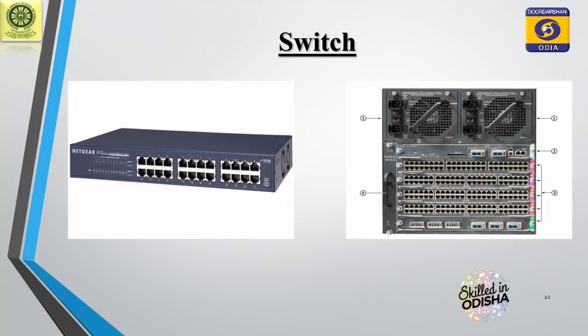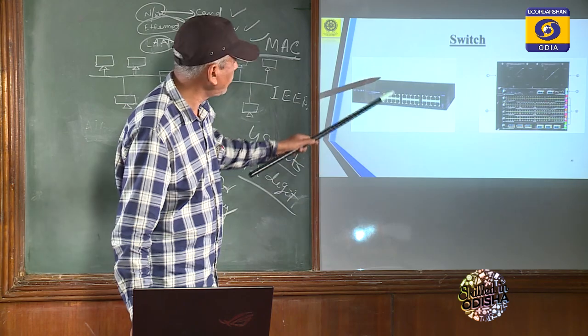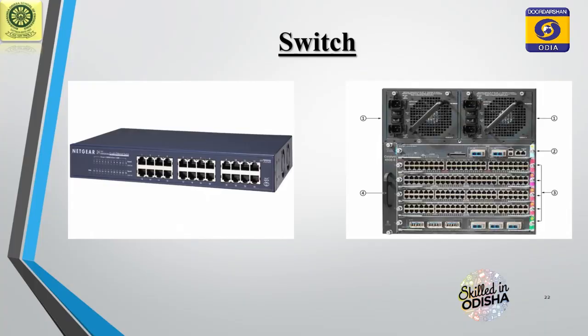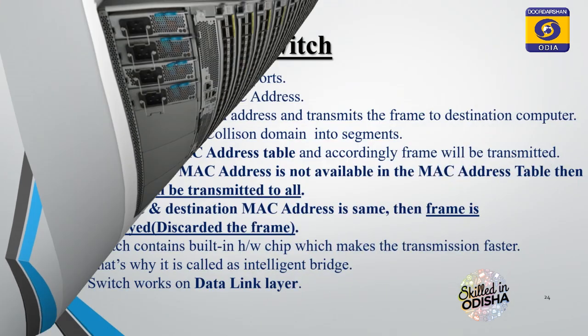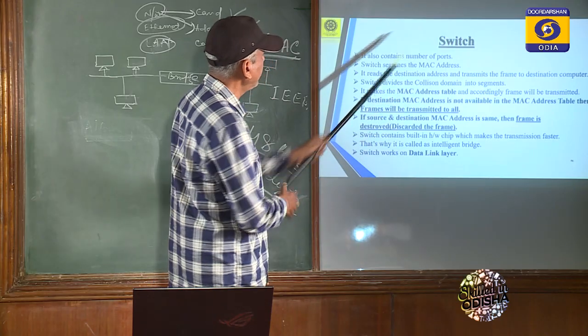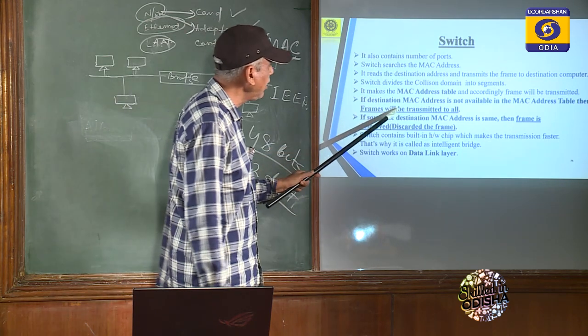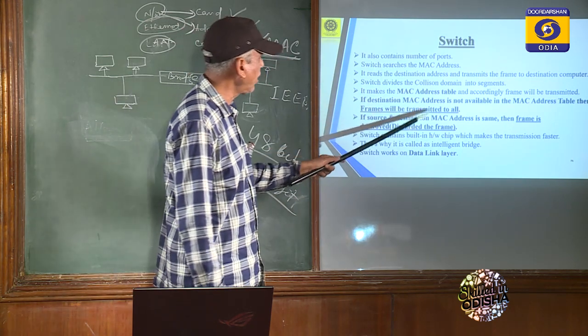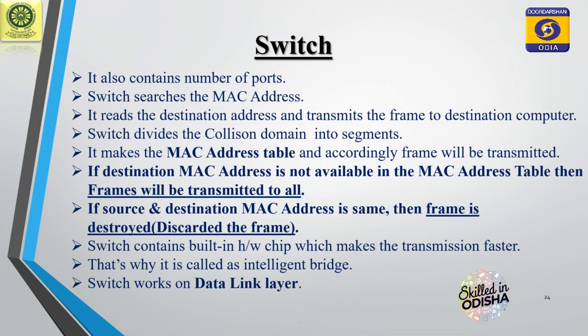Then come to the switch. A switch has a number of ports, just like a hub. But within it, yes, a number of software functions are there. It is an intelligent device. We see, for example, a Cisco switch, and we see it searches for the MAC address. This switch creates a MAC address table. Then accordingly it transmits all data to a particular system, or it may be more than one.